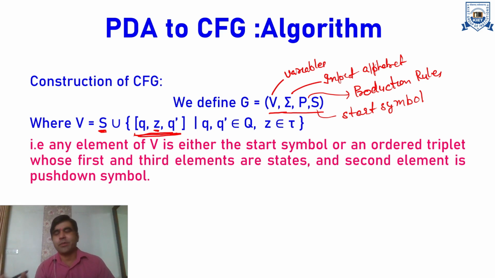So to define a grammar we need the variables. What are the variables in the equivalent grammar? One is the start symbol S, union all those triplets having the form Q, Z, Q dash, where Q and Q dash take all values from capital Q, the set of states in your corresponding push-down automata, and Z is a symbol from the stack alphabet.